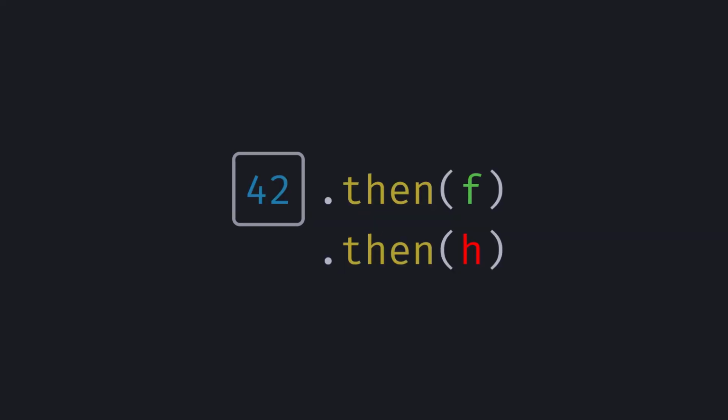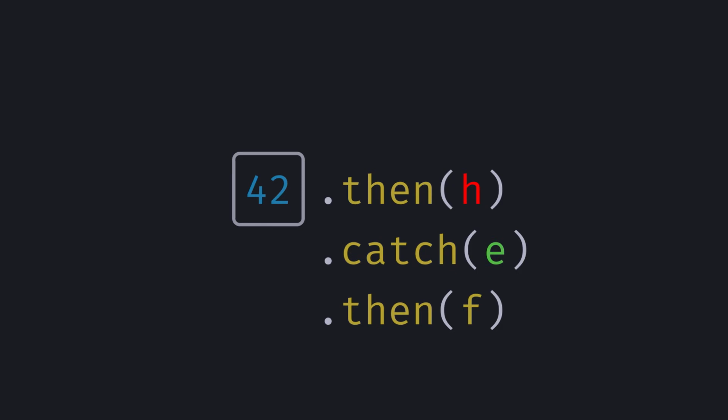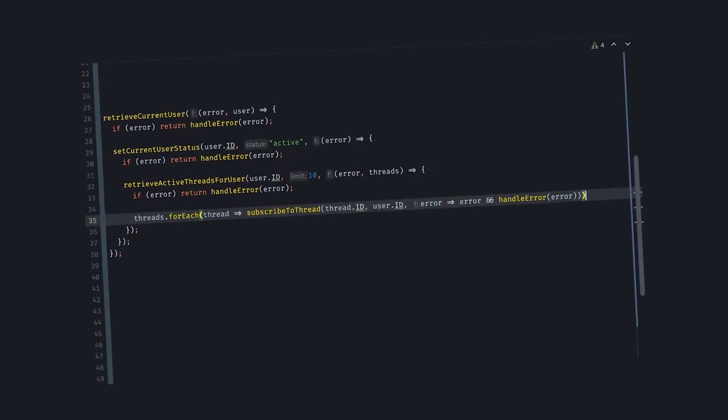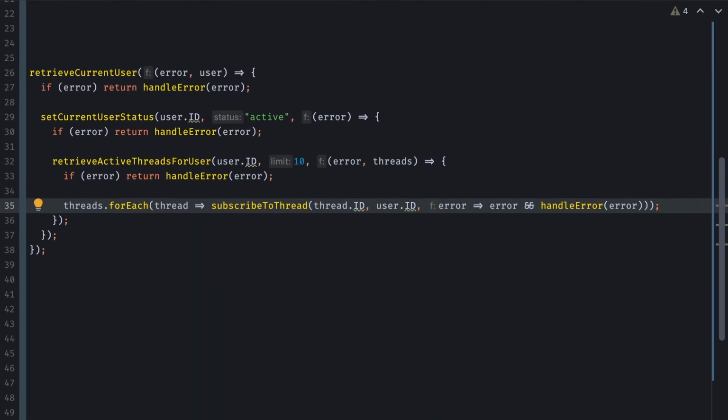Because promises are often chained together, there is also a catch method that accepts a function to handle the first error that occurs, breaking the chain. A rejected promise that has been caught always returns a resolved promise. Let's go back to our previous example with multiple interdependent async operations.